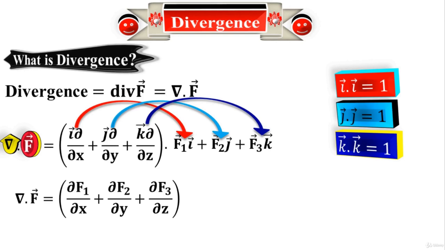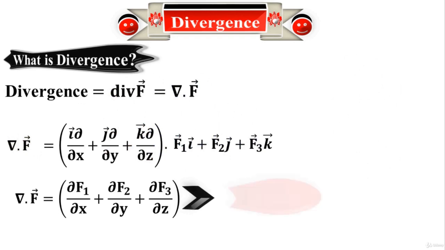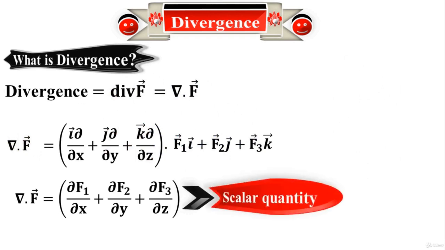There are no more unit vectors i, j and k, because both del and f had i, j and k, so they cancelled each other, and we got the final value as a scalar quantity. In other words, the output of the divergence is always a scalar quantity.